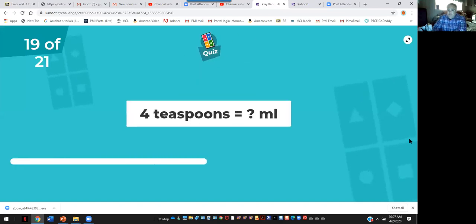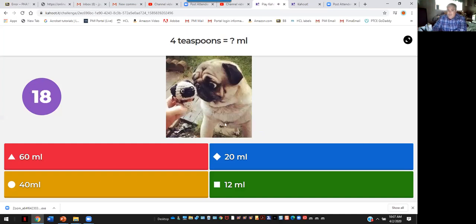Four teaspoons is how many milliliters? 1 teaspoon is 5 milliliters. So we've got 4 times 5 milliliters. I think there we go.